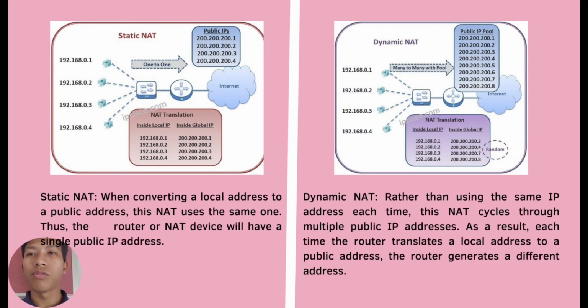There are two types of network address translation, which are static NAT and dynamic NAT. When converting a local IP address into a public IP address, static NAT will use only the same public IP address every time the process is operating. Thus, the router or the NAT device will have a single public IP address.